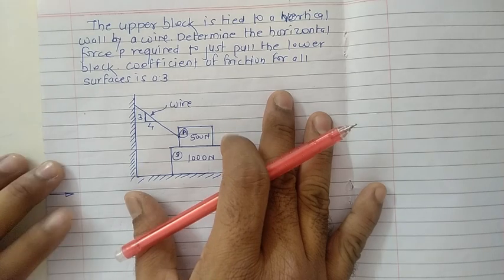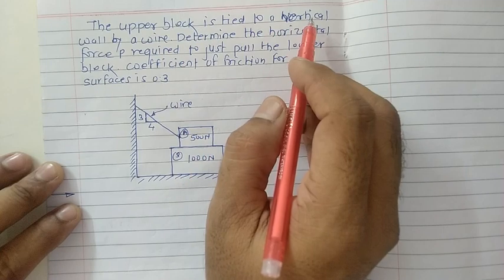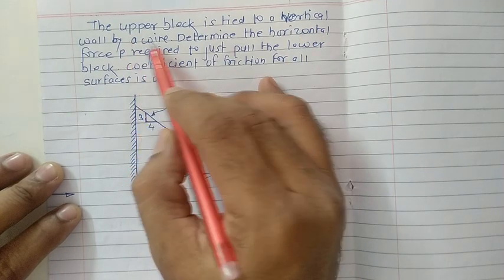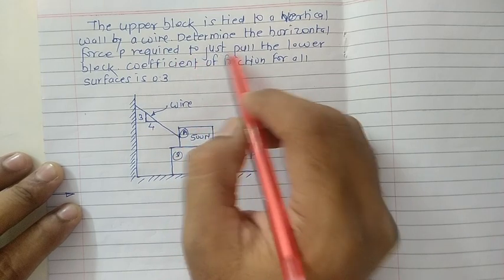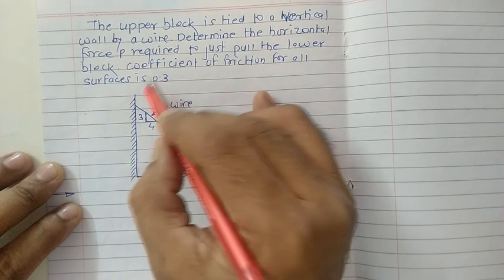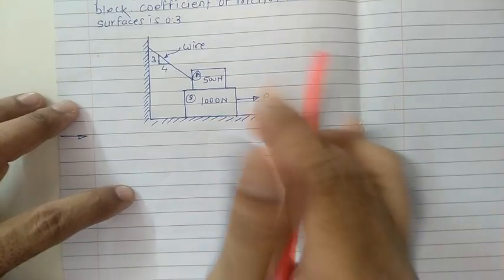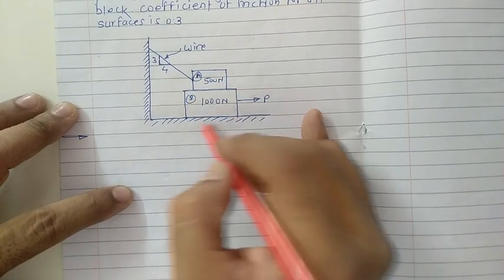Let us start with the next problem. The upper block is tied to a vertical wall by a wire. Determine the horizontal force P required to just pull the lower block. The coefficient of friction for all surfaces is 0.3. Now the system is given in this way. This block is mounted on this block, and this block is mounted on the plane surface.